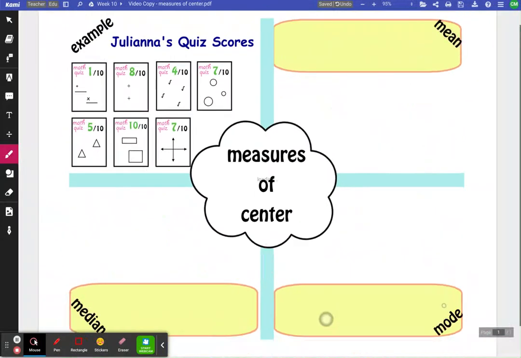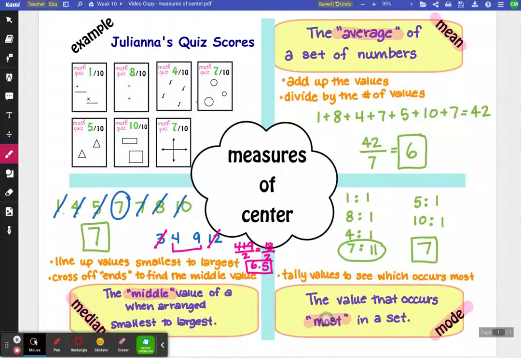This was a quick review of the measures of center. Hopefully you remember all of this from before. If you have any questions, make sure that you talk to your teacher.